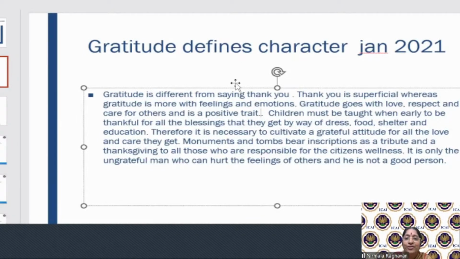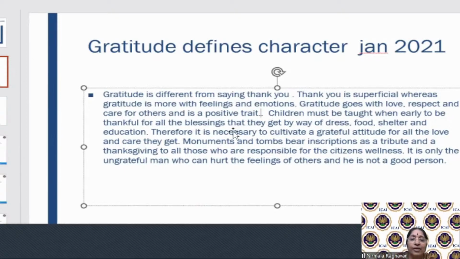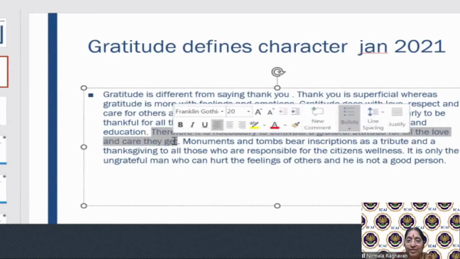Okay. So that makes it 1, 2, 3, 4, 5, 6, 7, 8. So 13 into 8 is 104. I must reduce 20 words. Yes, Manish, you're right. You're perfect. I can reduce 2 sentences from here. I'll remove this sentence. Yes.